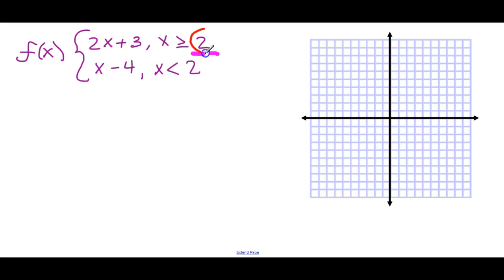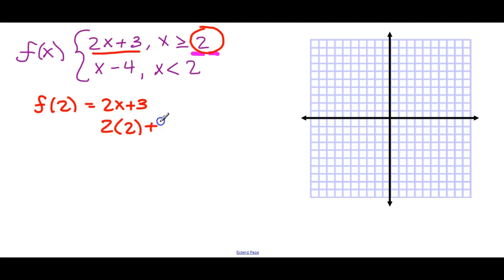So let me start with this equation. This means f of 2 equals 2x plus 3, but we're taking out the x and putting in the 2. So it's 2 times 2 plus 3, 4 plus 3, so that's 7. Our starting point for that one would be 2 on the x, 7 on the y, and it's going to be a closed dot. So I'm going to go over to 2, then 1, 2, 3, 4, 5, 6, 7, and put a closed dot right there.